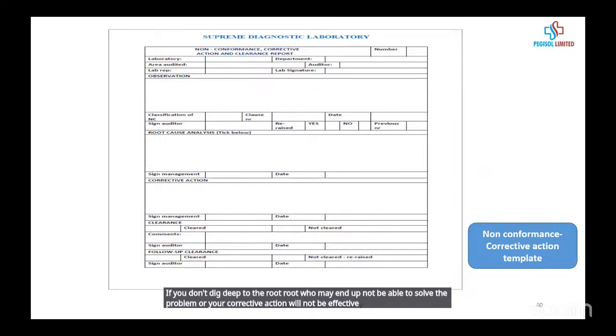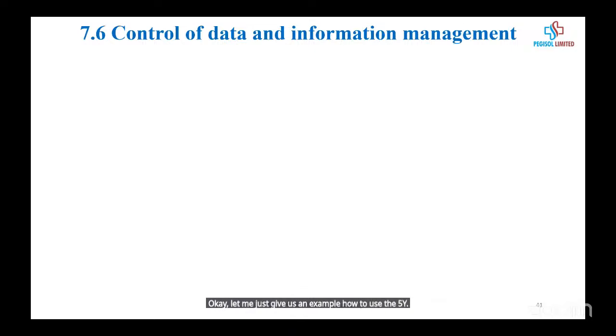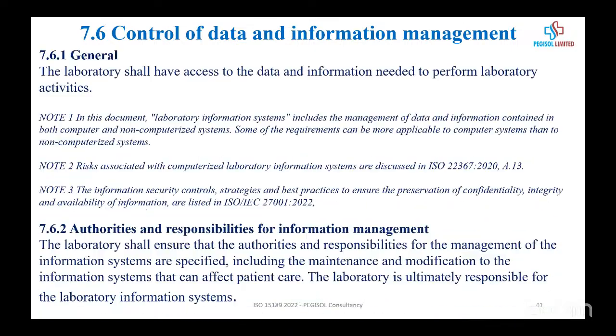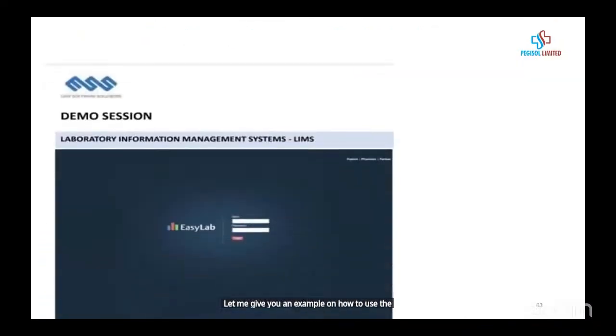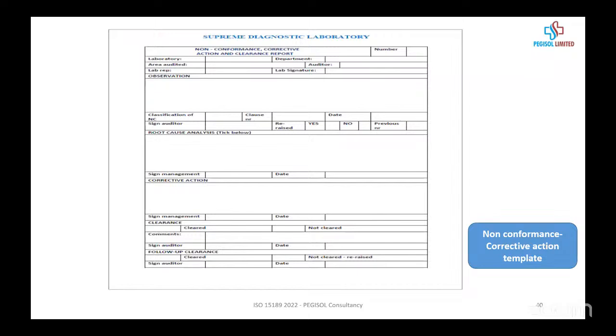So let me give you an example of how to use the 5 Why analysis. Let's say, for example, a test was not done. A patient came to collect his result, and the test was not done. It's a non-conformance. True or false?